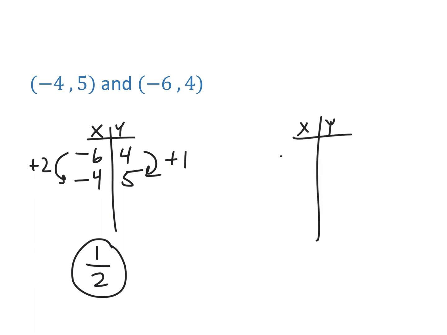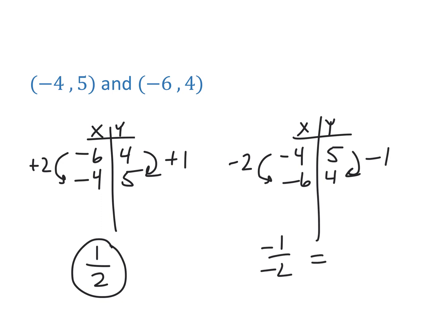Now what if I had done it and I put the other number on top? Well, let's do that. Negative 4, 5. Negative 6, 4. This time I'm going down 1. This time I'm going down 2. So it's a negative 1 over negative 2, which would simplify to be 1/2. So it really doesn't matter which ordered pair you stack first. I just like to put the lowest x first. That way my change in x will always be positive.